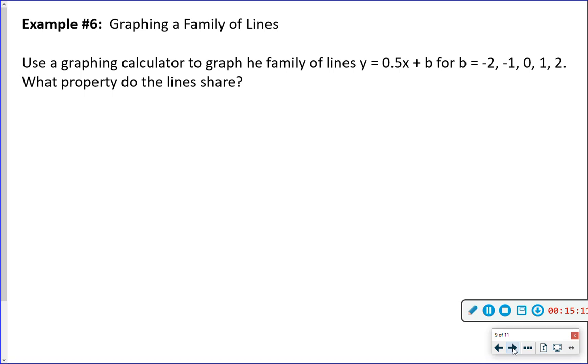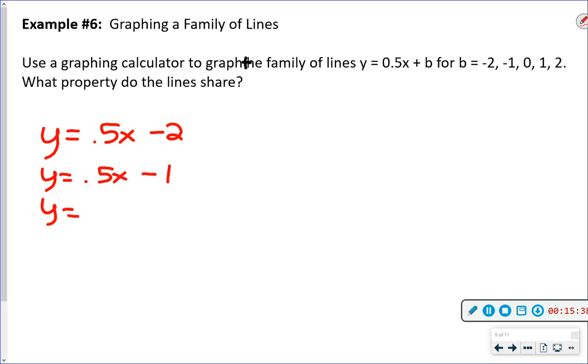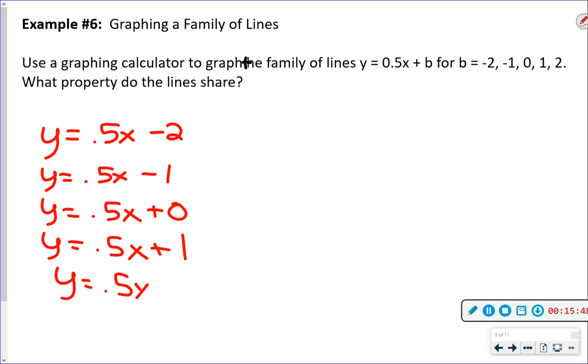All right, graphing, here we go, a little graphing calculator for you. Graphing a family of lines. Use a graphing calculator to graph the family, no typo there, forgot the T. Okay, the family of lines, y equals 0.5x plus b for all of those. Now, we're going to have a lot of lines, because they want you to use -2 for b, then they want you to swap that out and have -1 for b, oh man. Then they want you to change that out to a 0. And then we want to try a 1 for b. And last but not least, a 2.